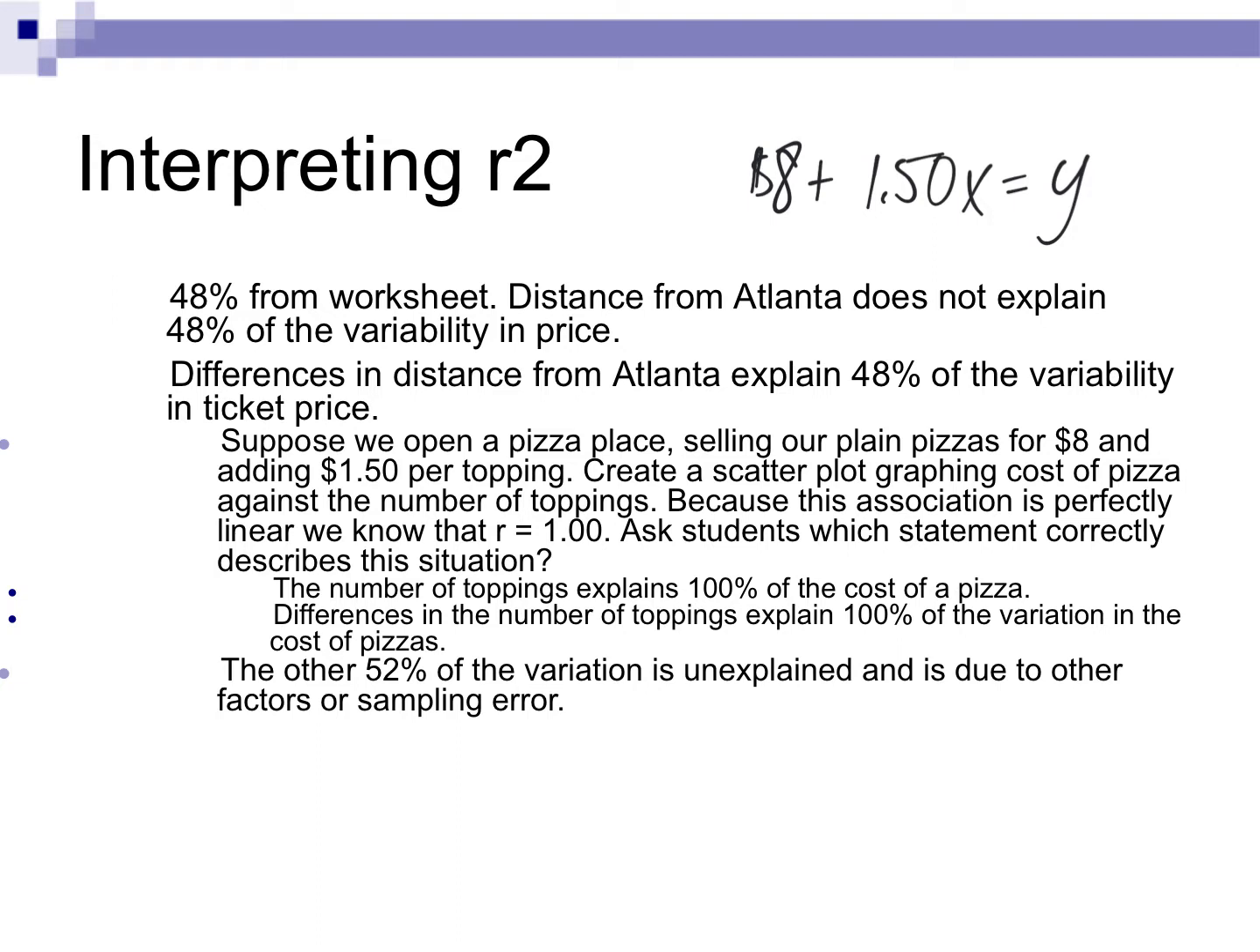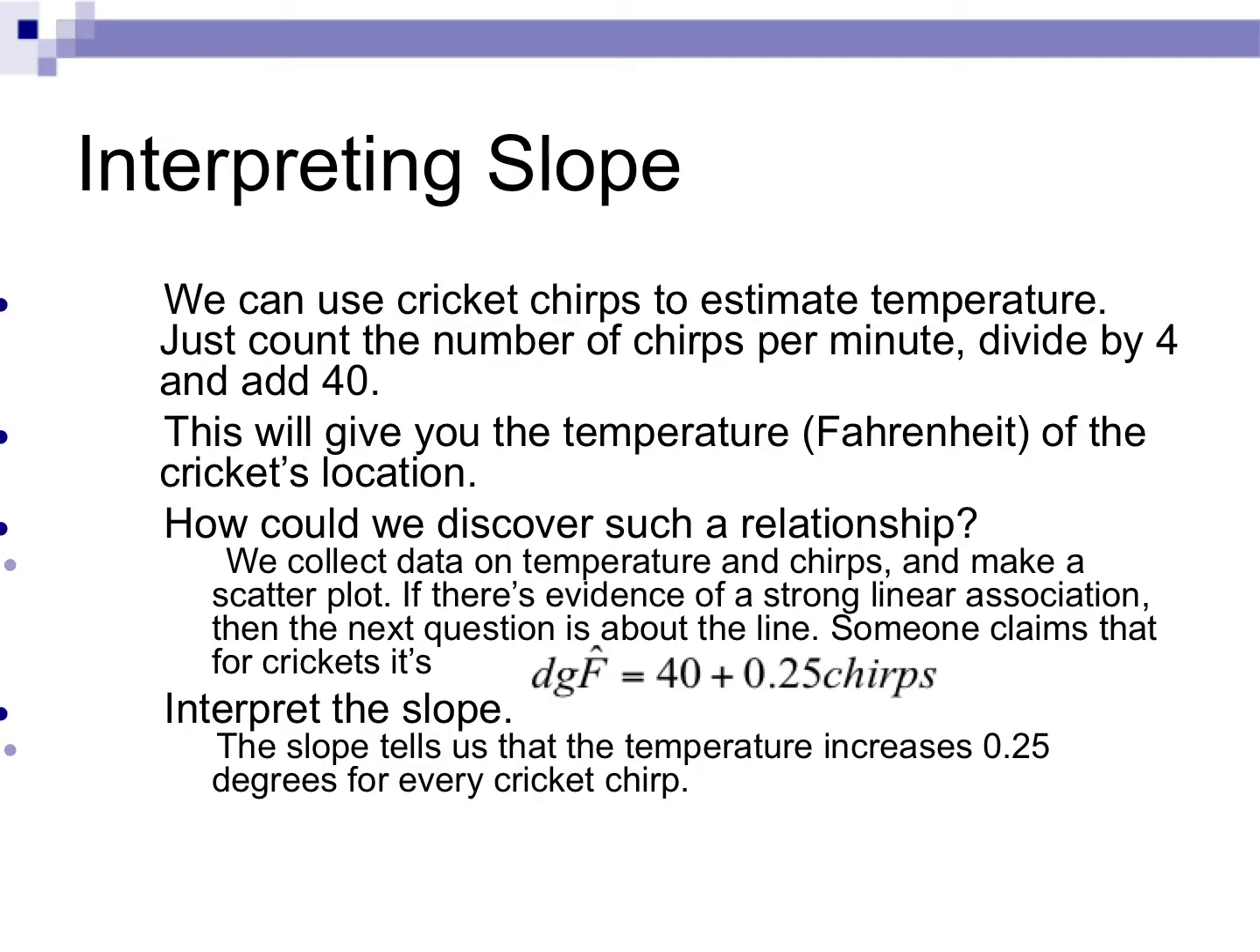Okay? Now later on in more advanced statistics, you get into multiple regression, where you can actually make a regression with several variables on the x-axis, and then you have one variable on the y-axis, but that's a little bit above our content right now. The next thing is interpreting your slope.